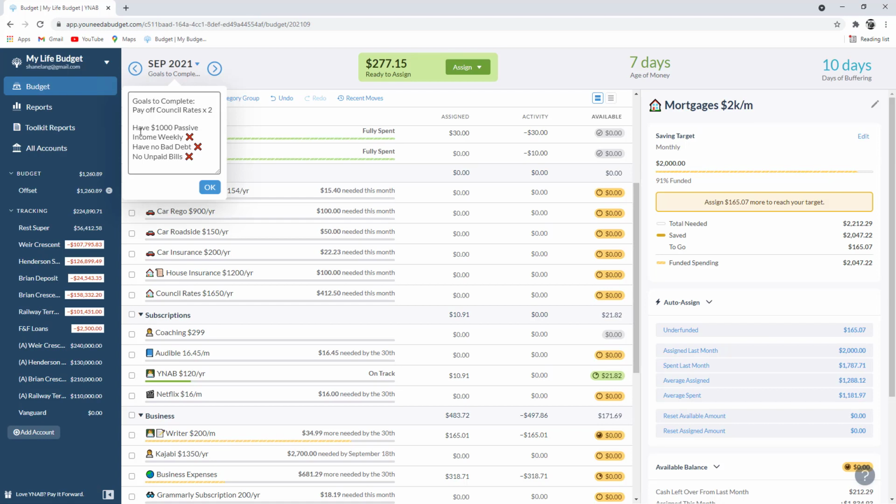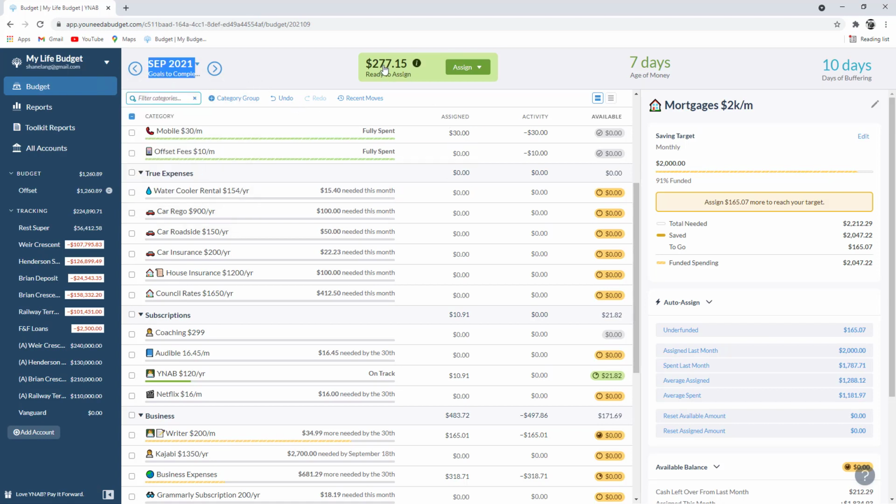And then I've just added some goals. I want $1,000 passive income weekly, where I just get $1,000 given to me for pretty much sitting on my butt. I'm almost there. Have no bad debt. I've got a few debts here, but they're not bad. The only bad one's the F and F loans, which is family and friends. And then the unpaid bills, which is still the council rates, and that's the only bills that I have not paid at the moment.